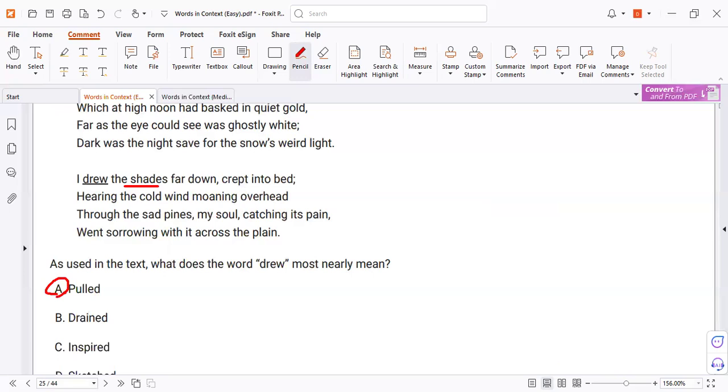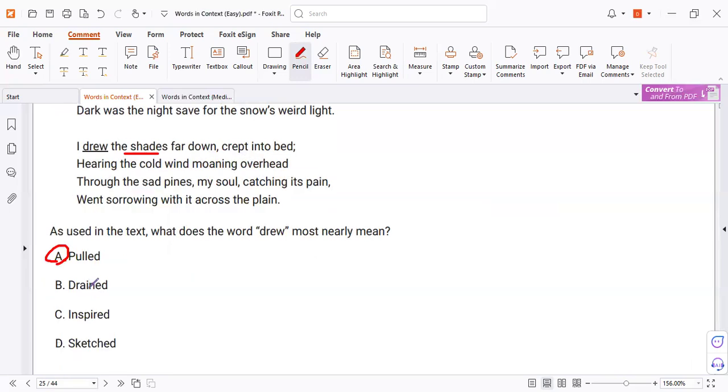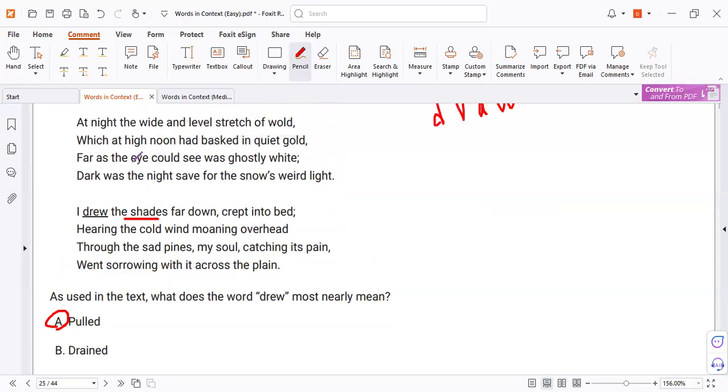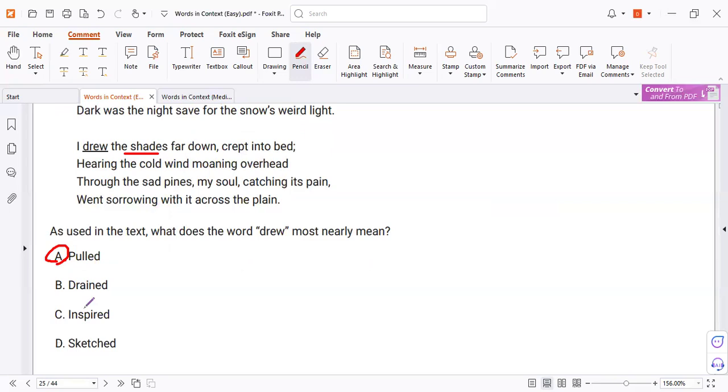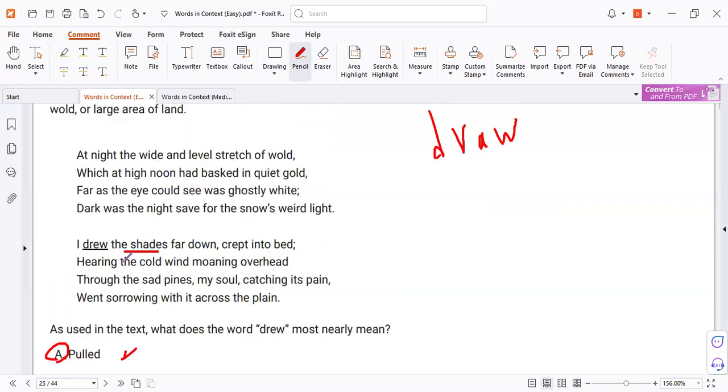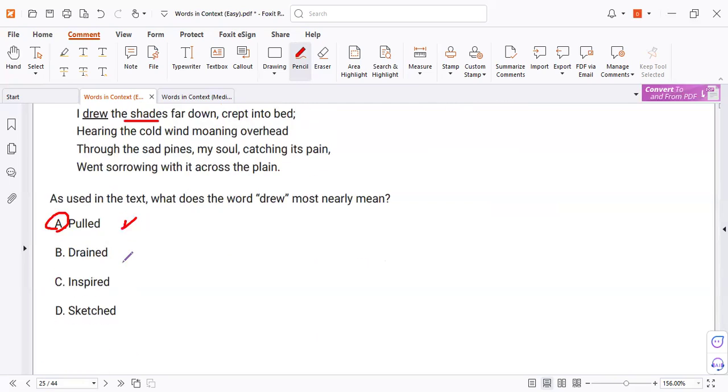That's why. We can't say it's drained or inspired. Draw can mean inspired, yes, but not in this context, because inspired the shades of the window does not make sense. And sketch it how? There's only pull. Yes, that's why. Good job.